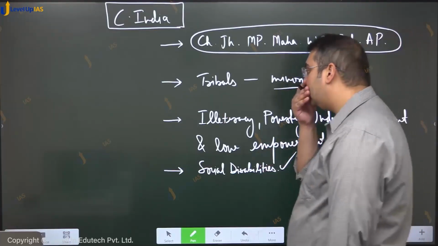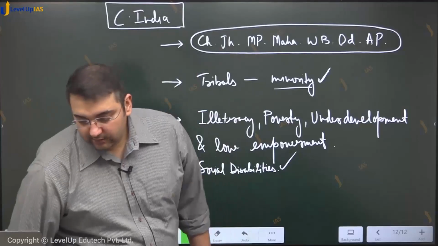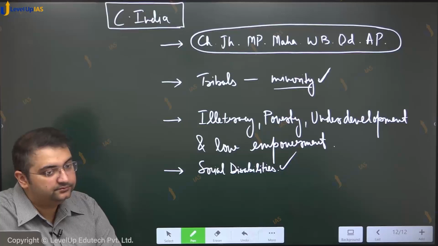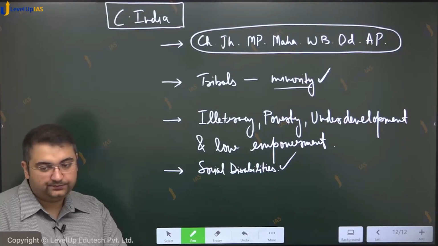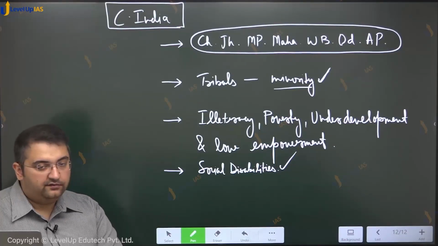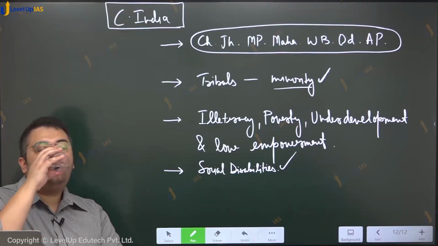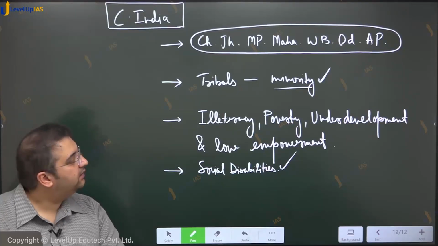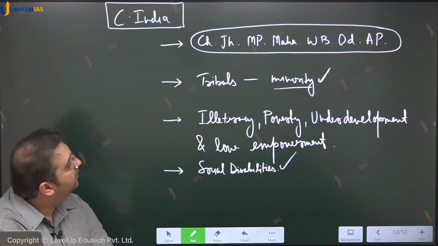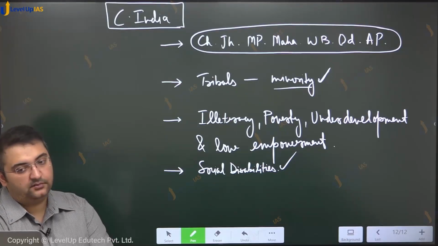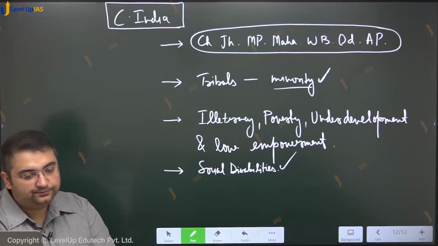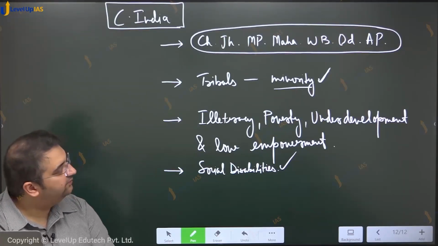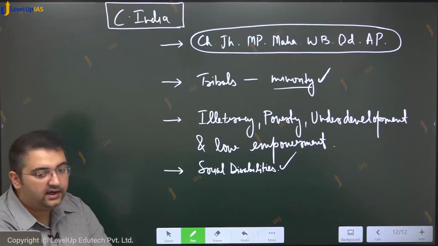So write down. In central India, tribals are spread across a vast region covering Chhattisgarh, Jharkhand, Madhya Pradesh, West Bengal, Odisha, Maharashtra, and Andhra Pradesh.